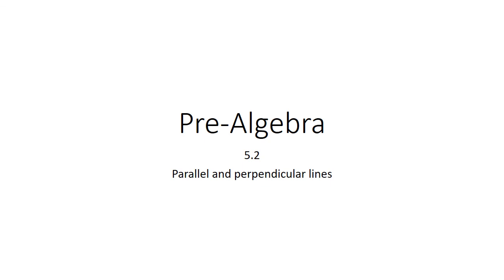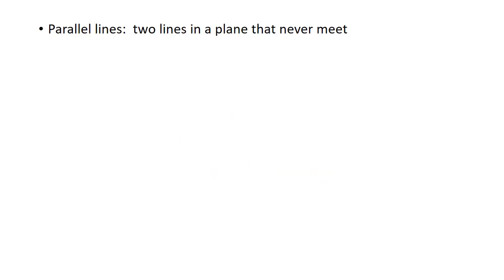Right, this is section 5.2. Today we're going to be talking about parallel and perpendicular lines. So by definition, two parallel lines are two lines in a plane that never meet or cross, right? So if we've got two lines that continue on being the same distance apart forever and ever in a single plane, then they're going to be parallel.